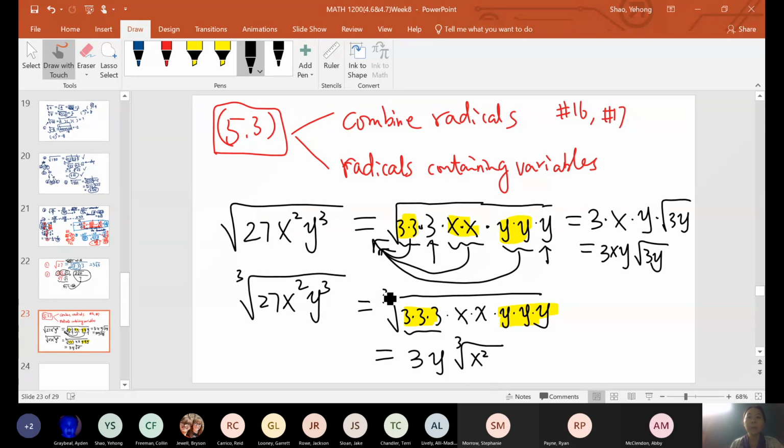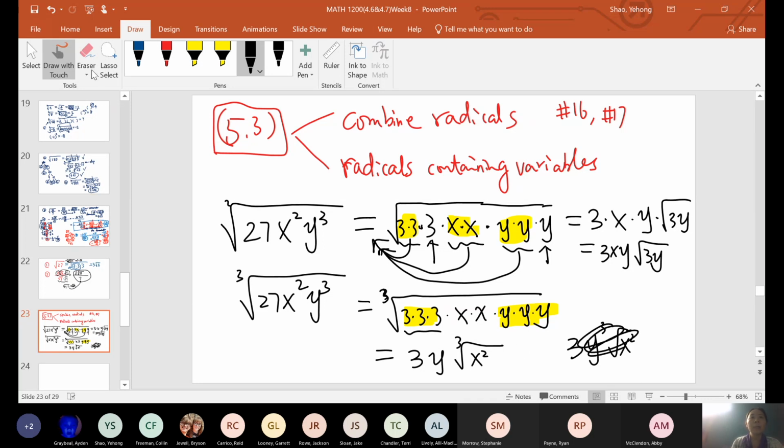Okay, so I noticed in the writing, a lot of students forgot to write down the third root there. Don't forget, only square root, that little 2 can be omitted. If it's third root, fourth root, fifth root, you cannot omit that. You must write that little 3 there. Okay, and try to keep a little distance here. Otherwise, if you put them too close, we might think it's y to the third x squared. So make sure you leave a little space here so we know this is the cube root of x squared, not y to the third.